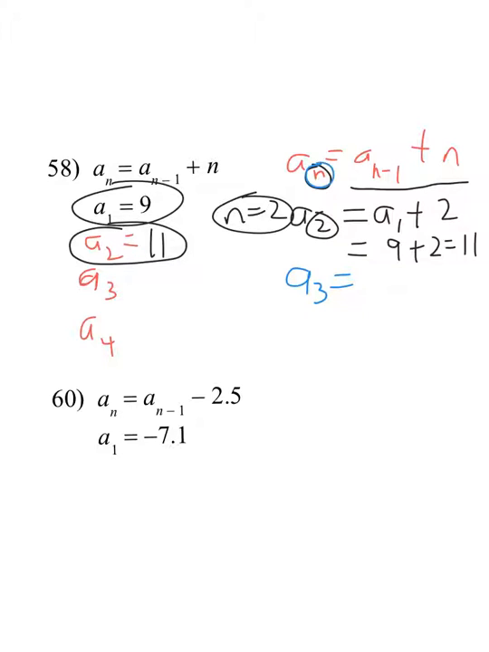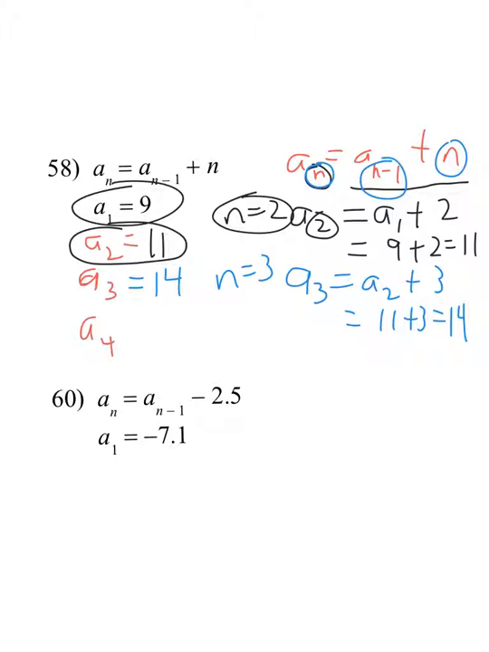In order to get a 3 down there, n would have to equal 3. So that means every place over here I see an n, I've got to put a 3. So I'm going to take A2, and I'm going to add 3. Well, A2 was 11, I'm going to add 3. So that's 14. So A3 is 14. Now I need to find A4, and you can kind of see the pattern.